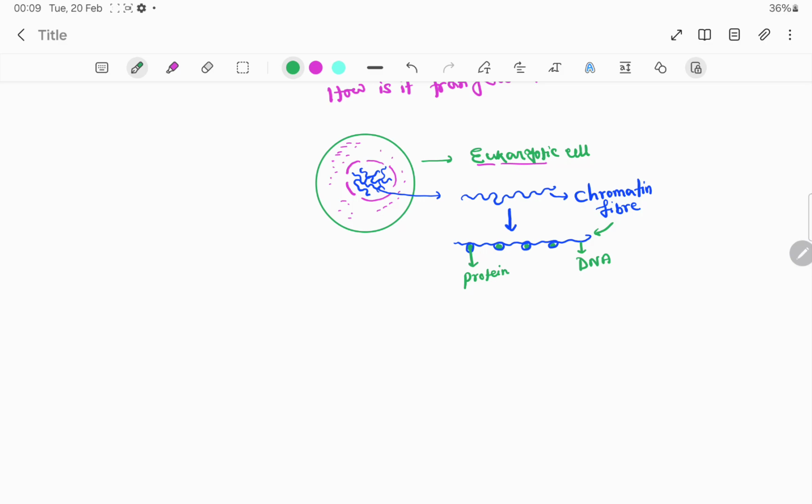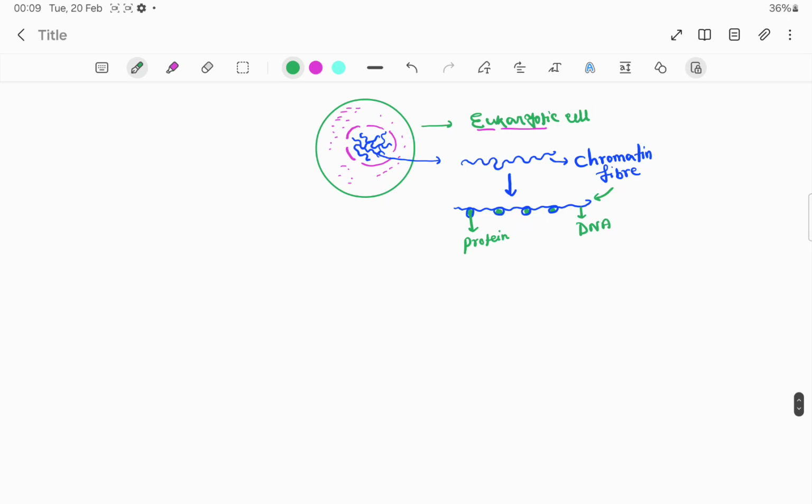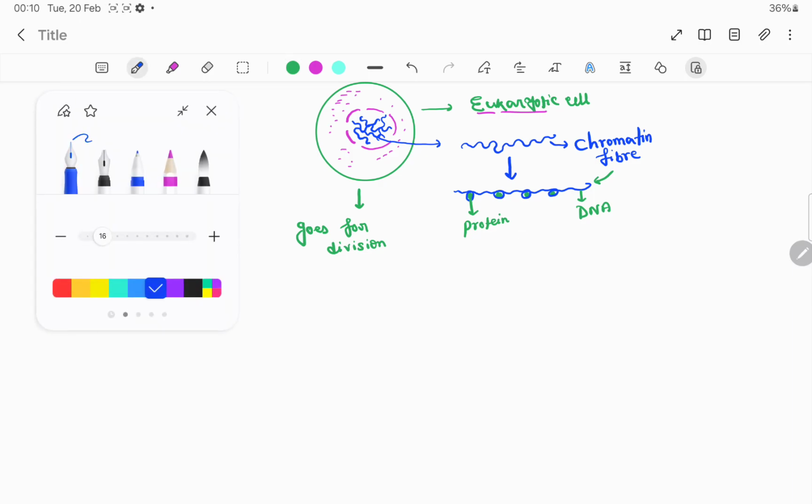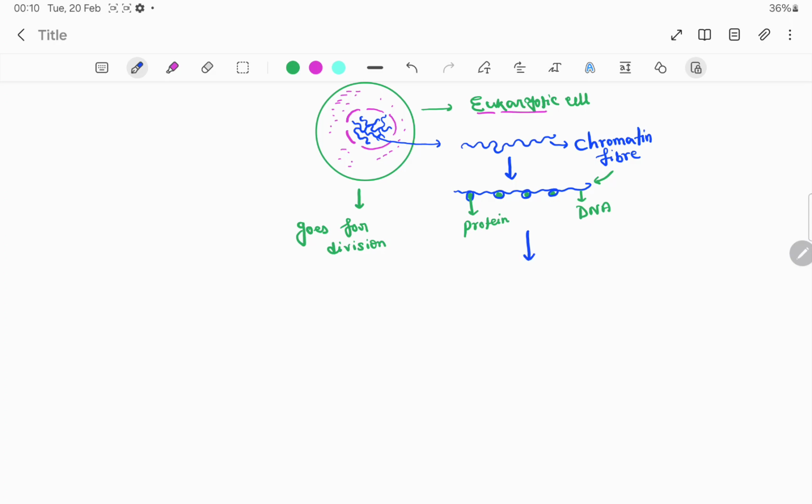Clear? Now we know that the cell goes for division. Now when that cell goes for division, what will happen during that cell division? The thread gets condensed. This thread actually gets folded. There will be folding of this thread.